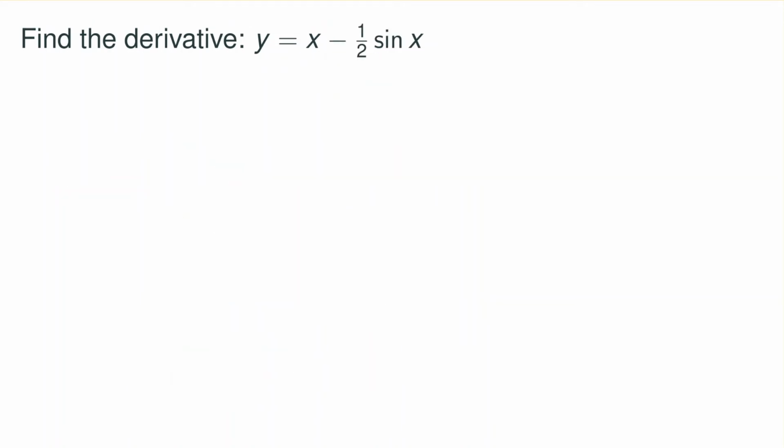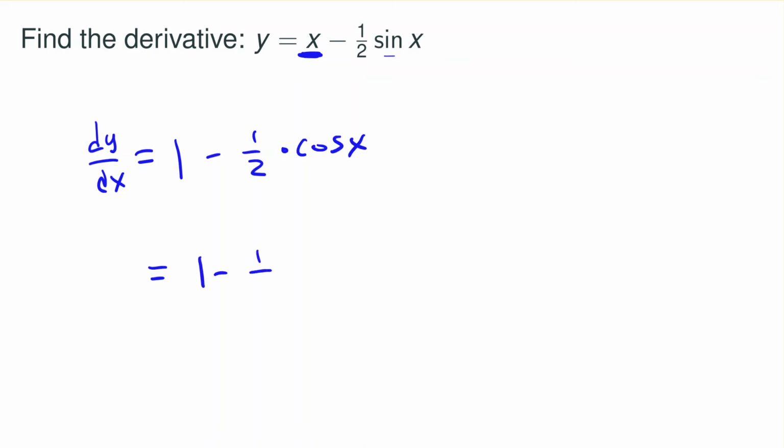Find the derivative of x minus 1 over 2 times sine x. So dy/dx is this one, derivative of x is just 1. And derivative of 1 over 2 sine x is minus 1 over 2 times just derivative of sine x, which is cosine x. So derivative is just 1 minus 1 over 2 cosine x.